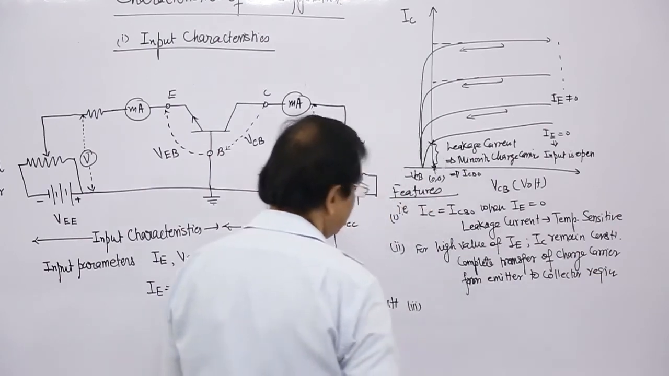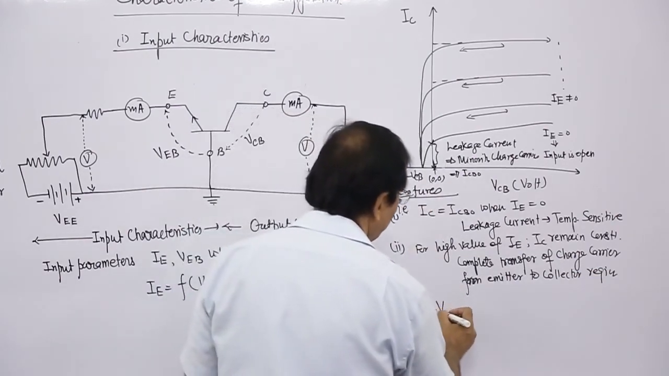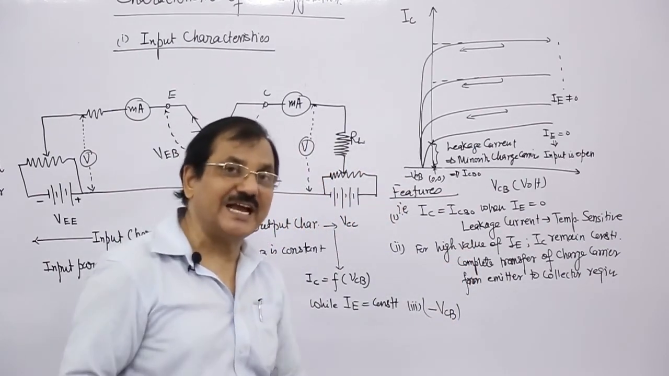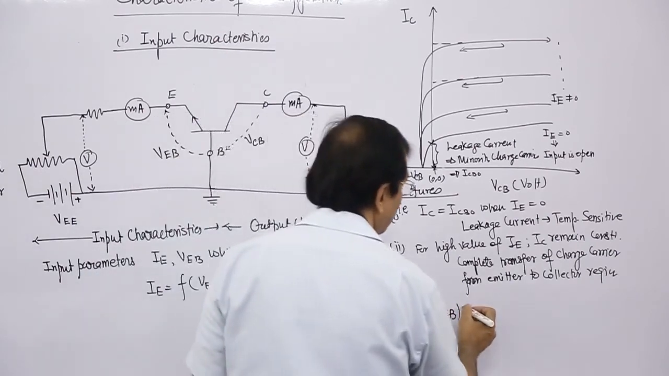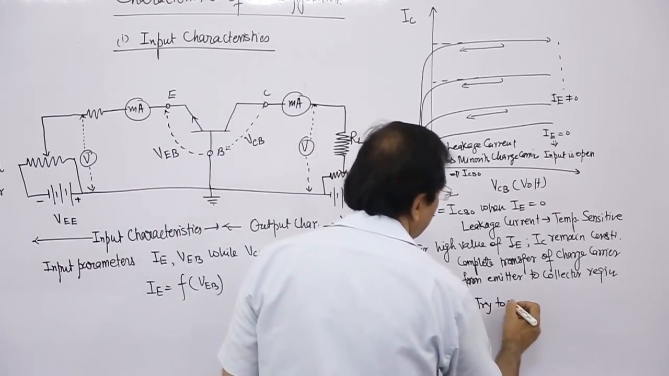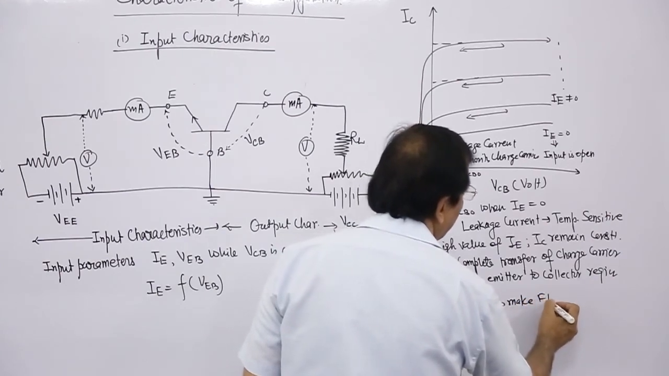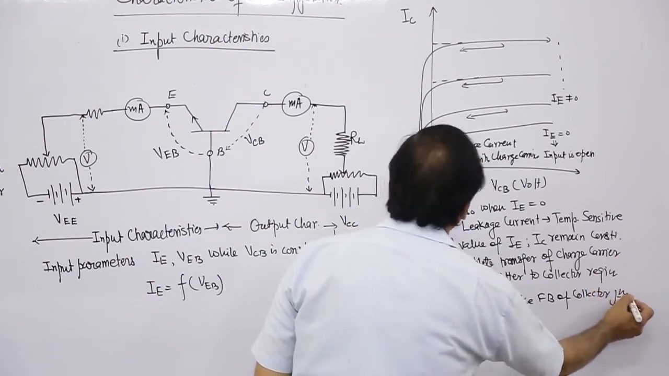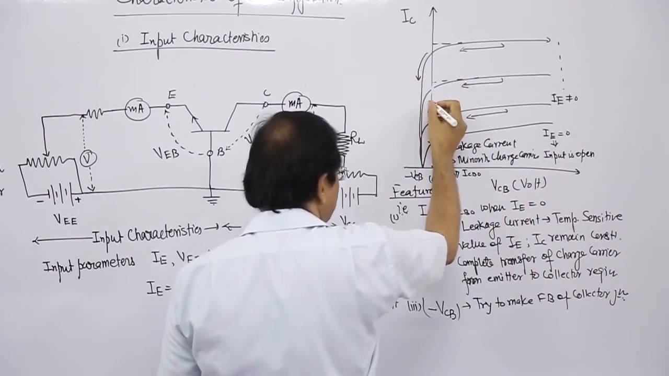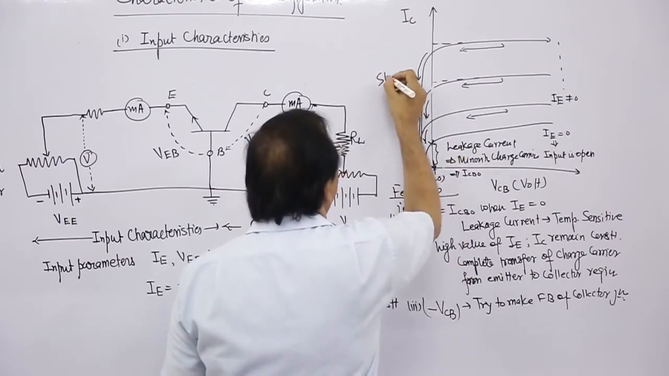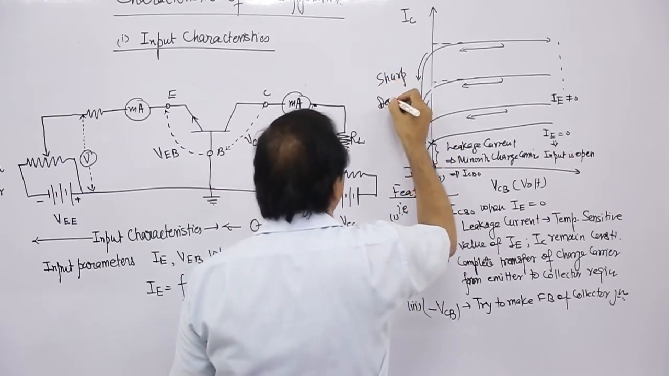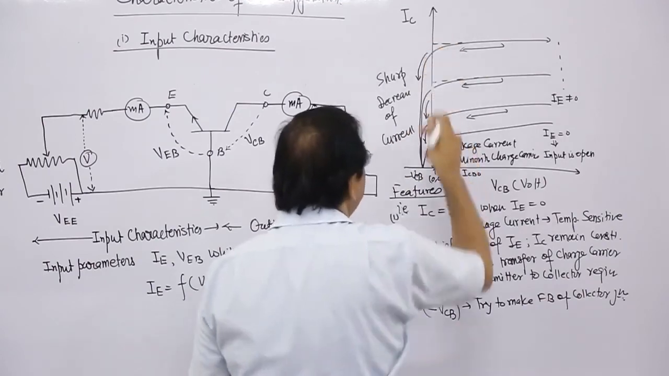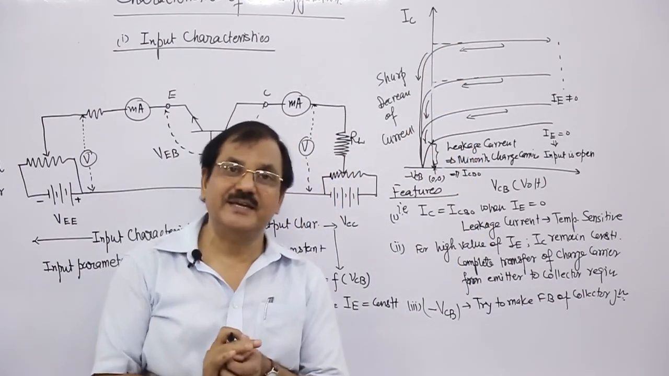And the third part is minus VCB. Minus VCB means when we try to make forward bias of the collector junction, there is a very sharp decrease of current. Sharp decrease of the current. What do you mean by sharp decrease of the current?